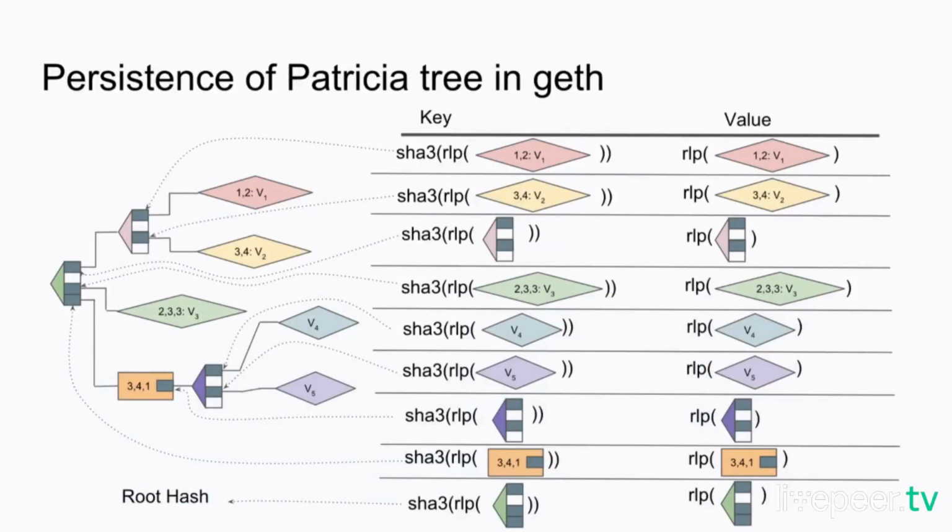When it's in memory, it's stored in this Patricia tree, which is on the left. And then on the right, this is how it's stored in a database. So the keys are essentially hashes of the RLP serialization of specific nodes, and you have as many keys as you have nodes in the Patricia tree, and the values are essentially these strings of bytes which represent the RLP encoding.